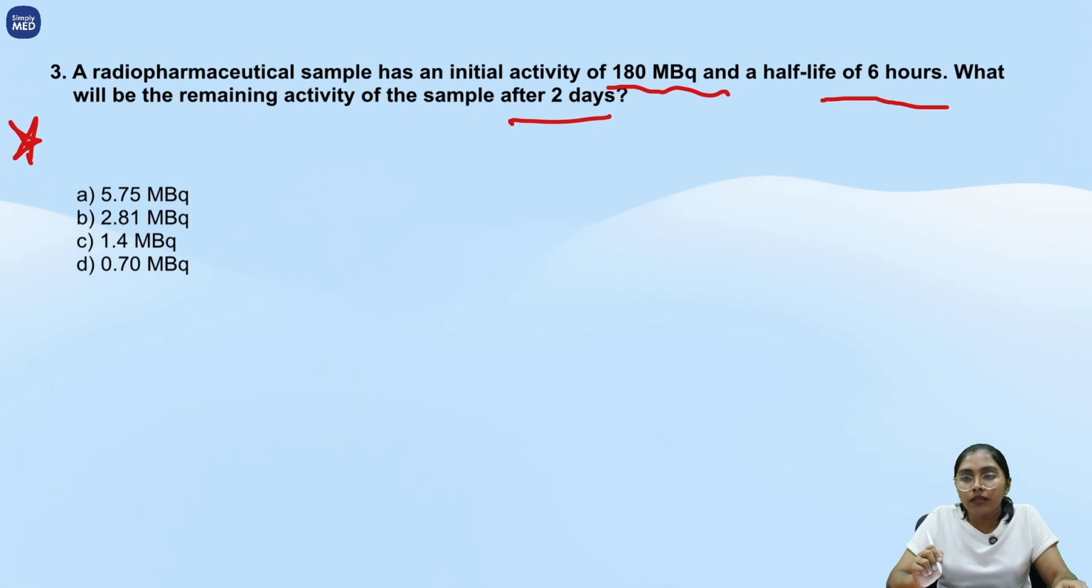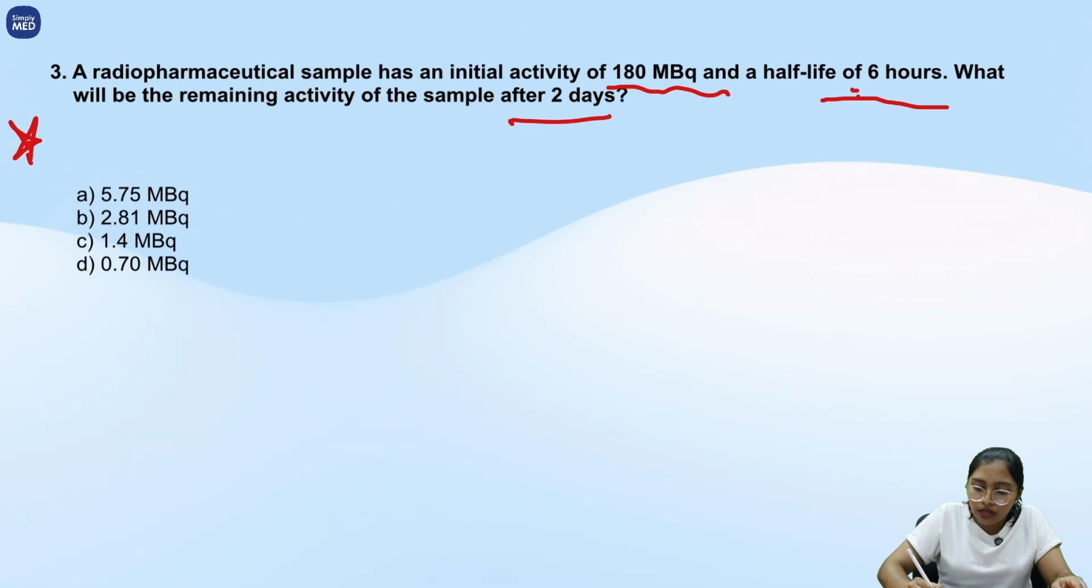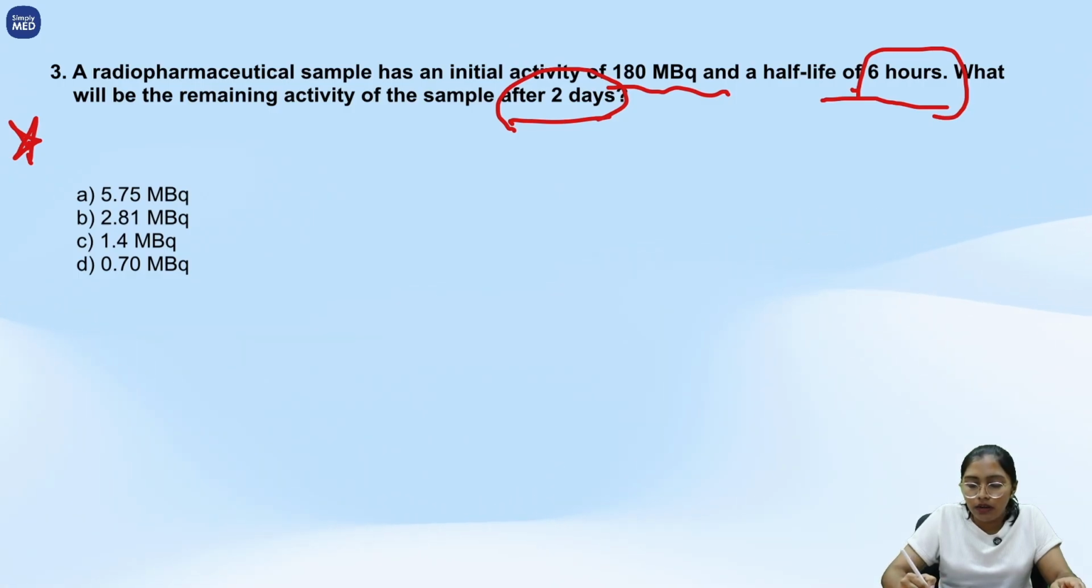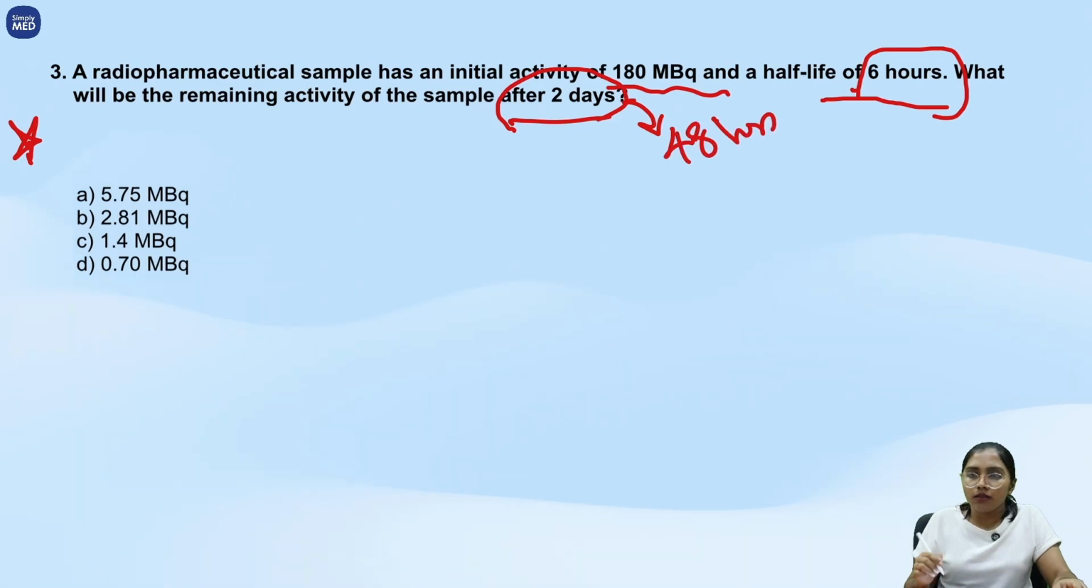A common mistake we make is to directly put the values into our equation. But half-life is given in hours and time taken is given in days. In order to solve the equation, we have to make the units of the same quantity the same. So we have to convert days into hours. 2 days means 48 hours. Now we can solve the equation.